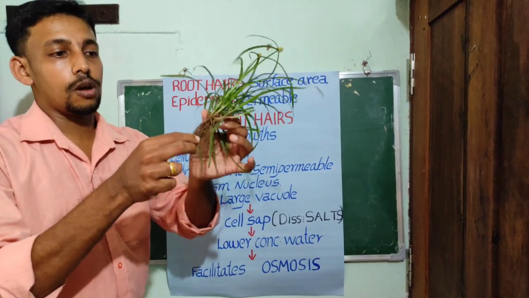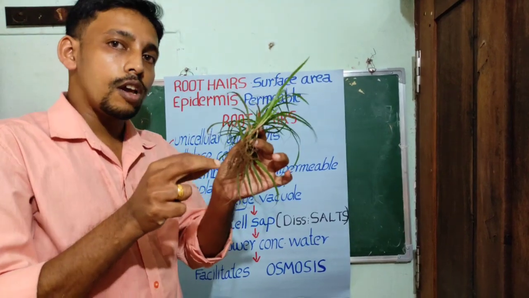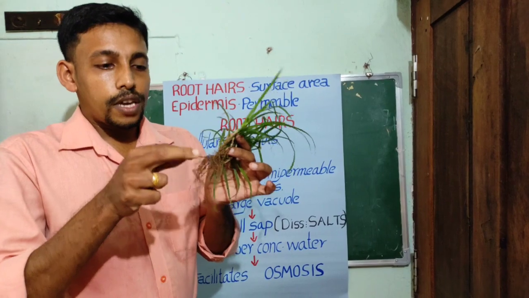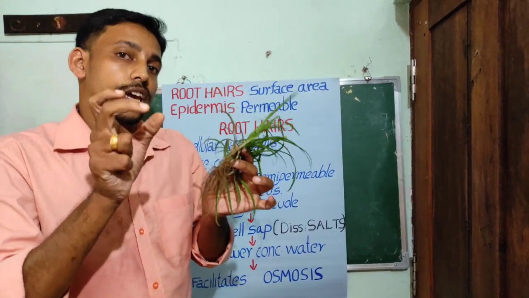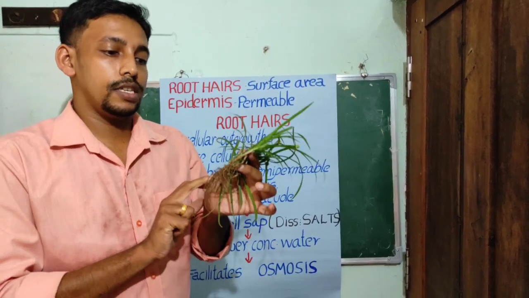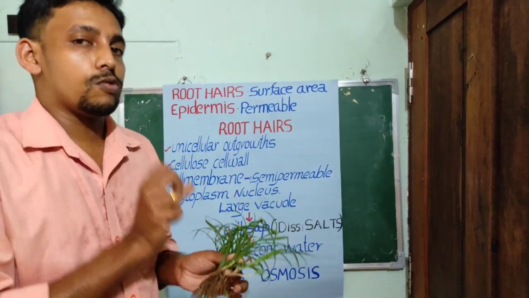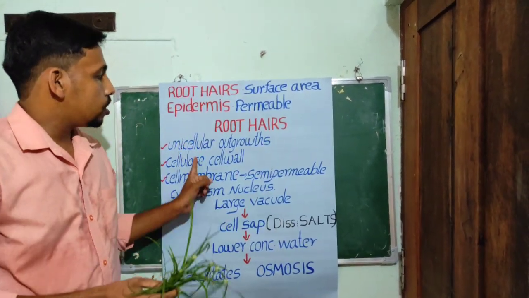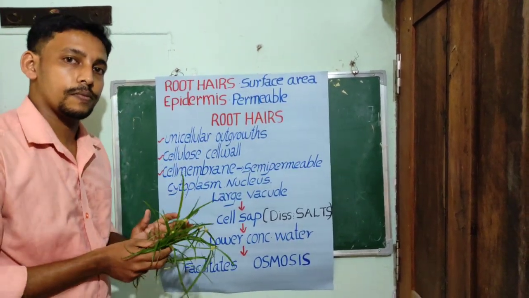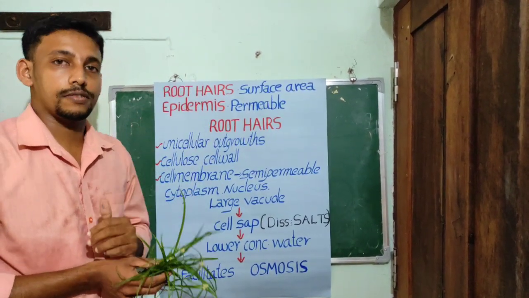So here you can see these minute roots. All these are roots. By closely observing with a microscope, we can see the root hairs. These minute root hairs are unicellular outgrowths arising out of the surface of the roots, and they increase the surface area for the absorption of water.